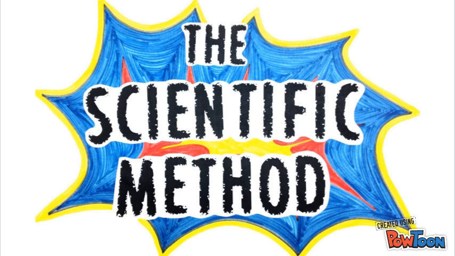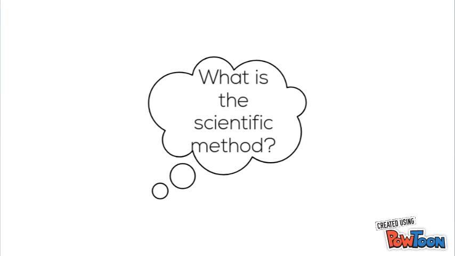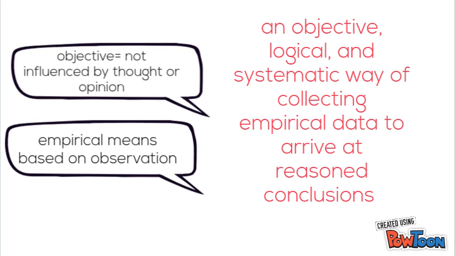Alright, hello everyone. So this short little video that I have for you will cover Module 5, which is the scientific method and description modes. And at this point you're probably wondering what exactly is the scientific method. The scientific method then is an objective, logical, and systematic way of collecting empirical data to arrive at reasoned conclusions.